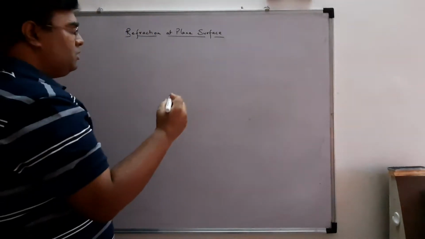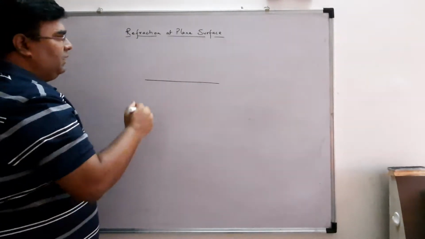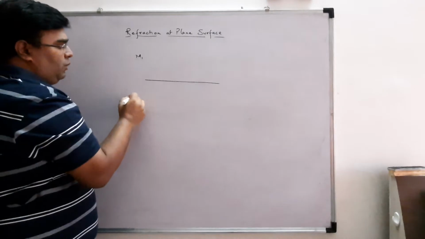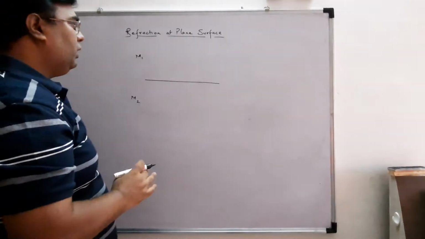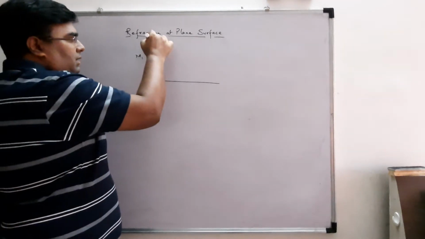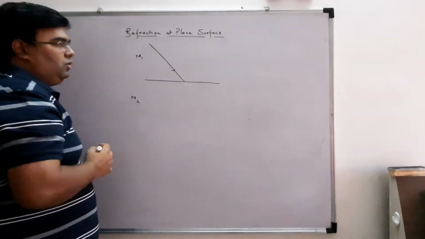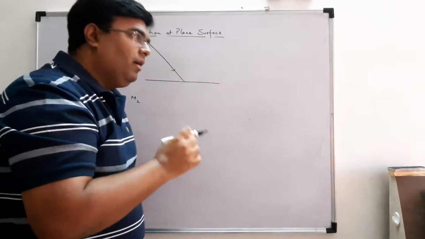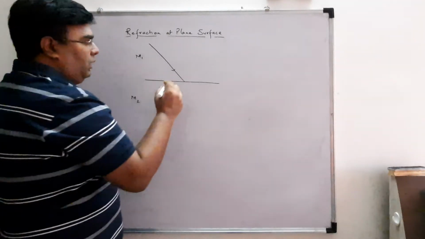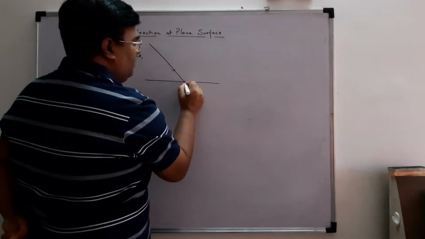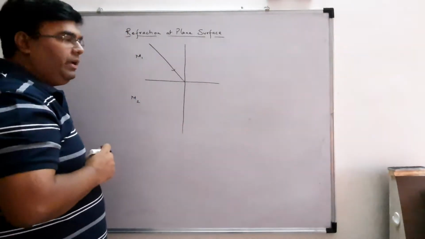Suppose we have this surface, medium 1, and this is medium 2. So there are two mediums, and a light traveling in this direction. This is my incident ray. Light is traveling in medium 1. Just like reflection, we will draw a normal at this point.